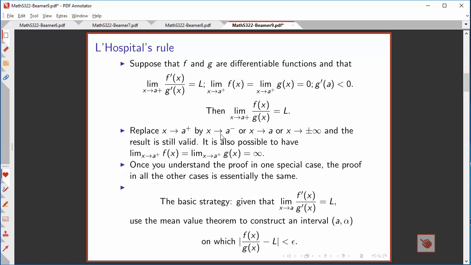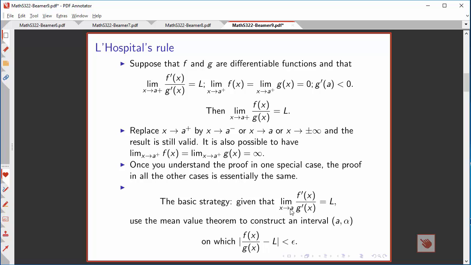You can approach a from below, or you can have x approaches a from both sides, or you can have x approaches plus infinity or minus infinity. This result is still valid. It's even possible to have the limit of f and g be not 0, but infinite. But once you understand the proof in one case, you can figure out the proof in any of the other special cases. So we'll stick to one, and here's the basic strategy.